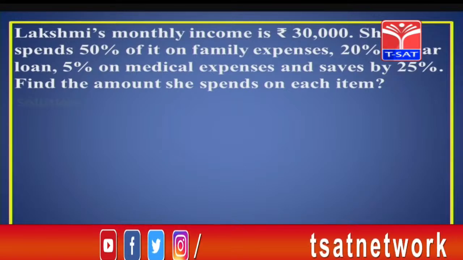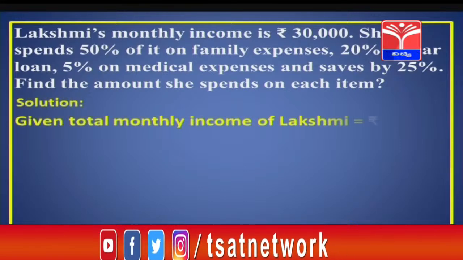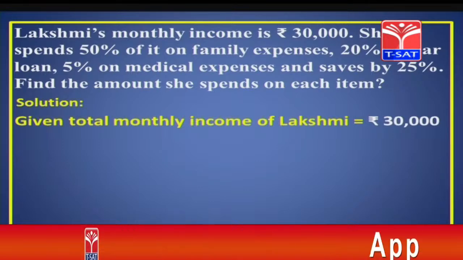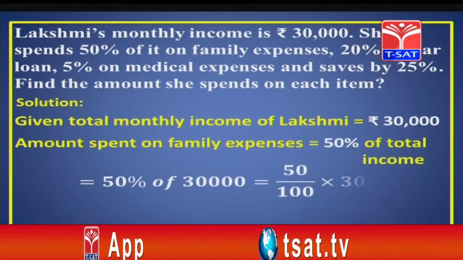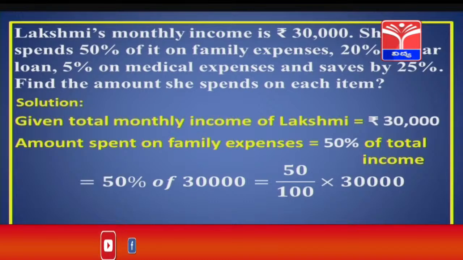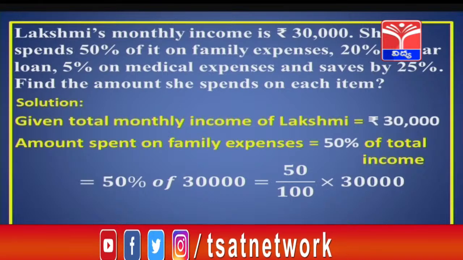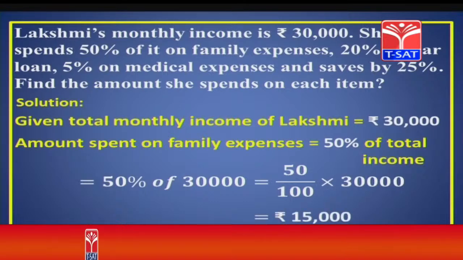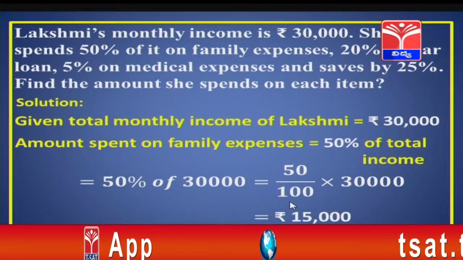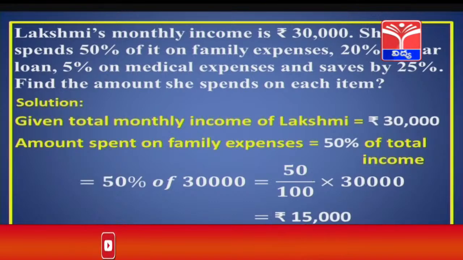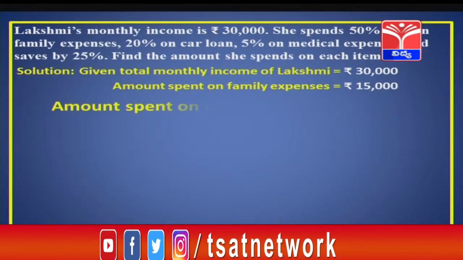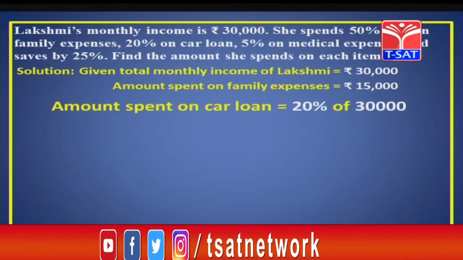So, children, here the monthly income is how much? 30,000 rupees. Now, she is spending 50% of it on family expenses. That means 50% of 30,000, which is 50 by 100. 50% means 50 by 100. So, 50 by 100 into 30,000. So, how much do you get, children? Here this 100 goes in this how many times? 300 times. 300 into 50. So, you get 15,000. So, 15,000 rupees she spends on family expenses.